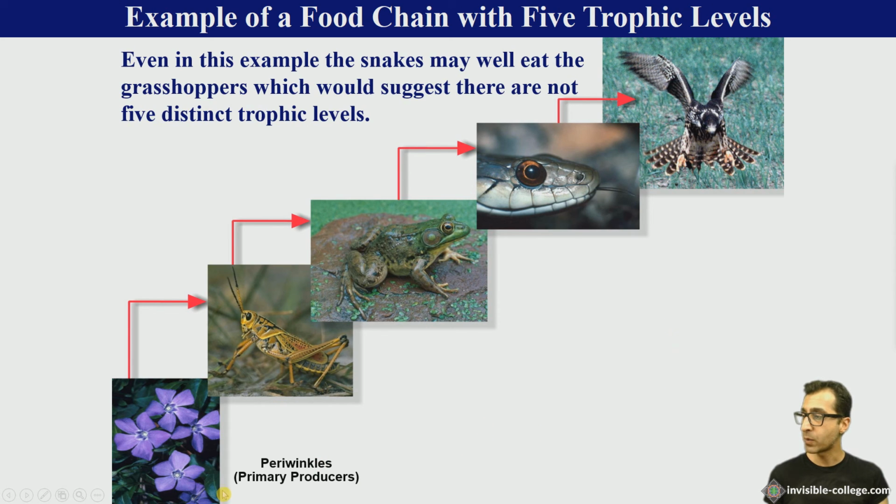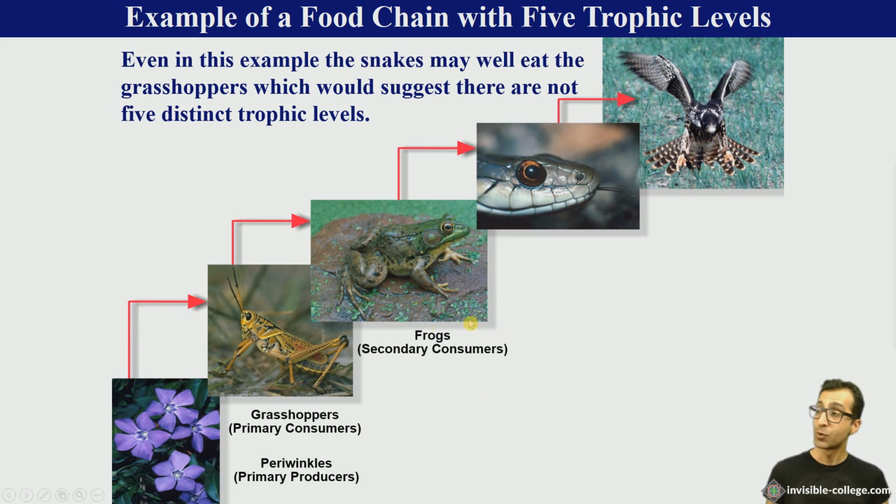So we start with the periwinkles, the primary producers, which are eaten by the grasshoppers, the primary consumers, which are eaten by the frogs, the secondary consumers, which are in turn eaten by the snakes, the tertiary consumers. Now, it is rare to get a quaternary consumer, but the hawks in this case can be thought of as the top carnivores.